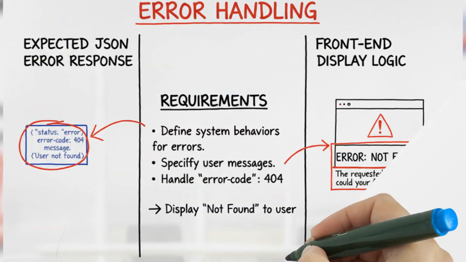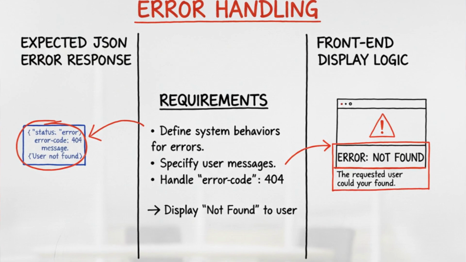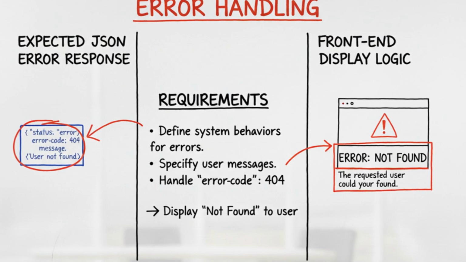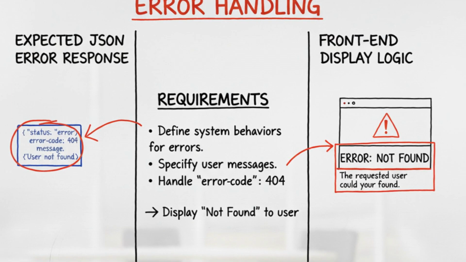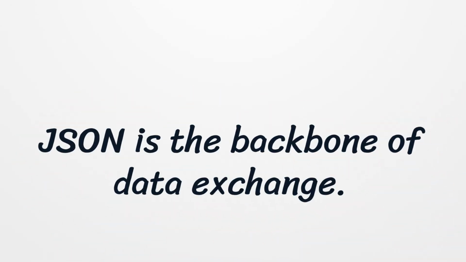Crucial takeaway. Understanding what the JSON response is supposed to look like is essential for defining error handling. If the server returns a JSON with the key error code 404, your requirements must define how the front end handles that specific message for the user. Let's quickly recap. JSON is the backbone of data exchange. It's built on simple key-value pairs and organized into objects, single items, and arrays, lists.